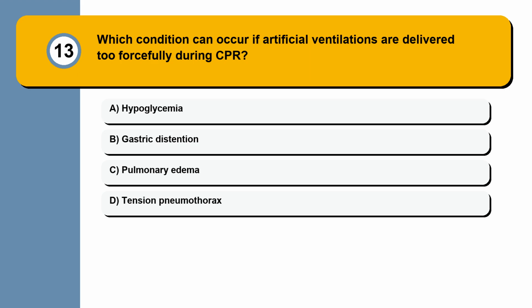Question 13. Which condition can occur if artificial ventilations are delivered too forcefully during CPR? Hypoglycemia, gastric distension, pulmonary edema, tension pneumothorax.